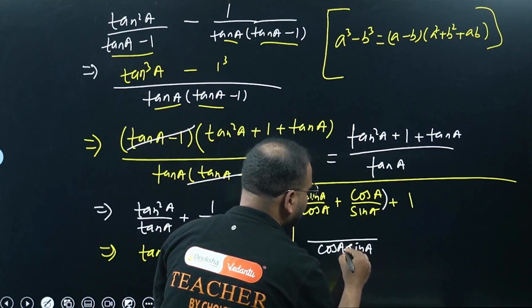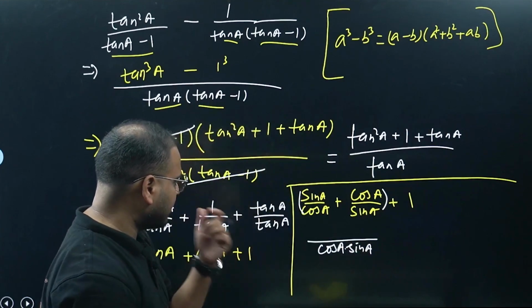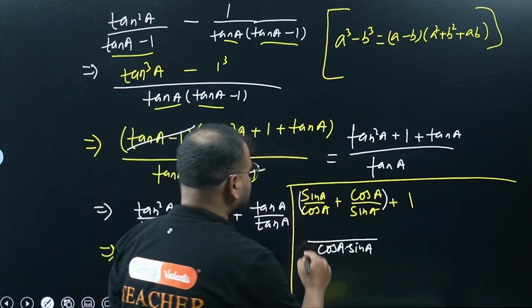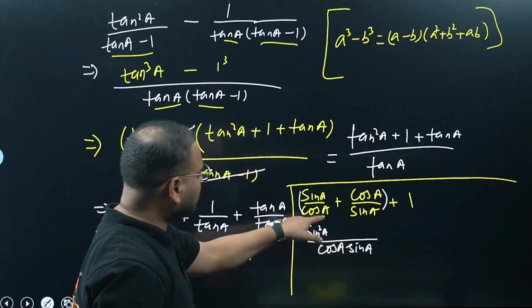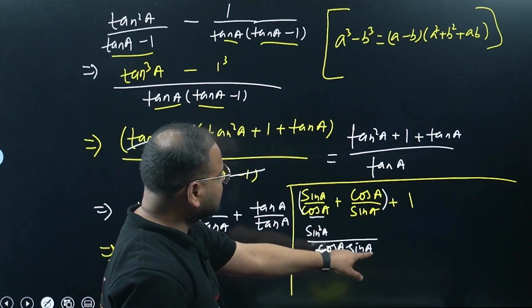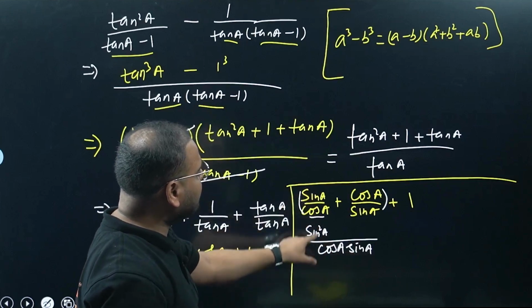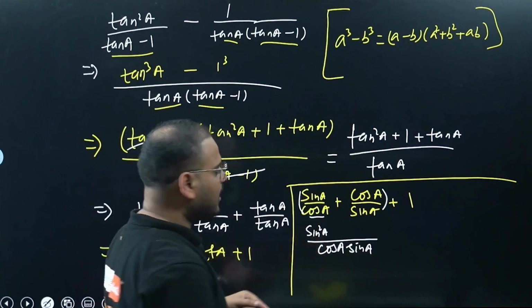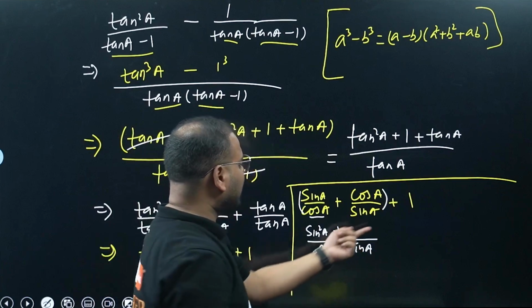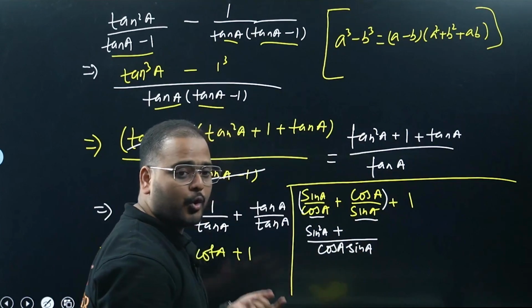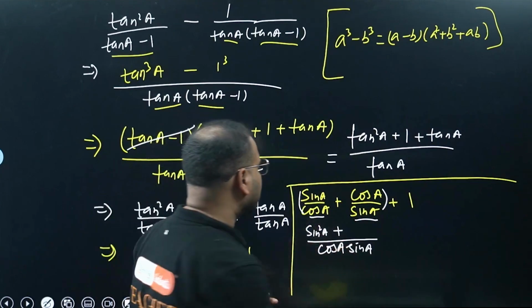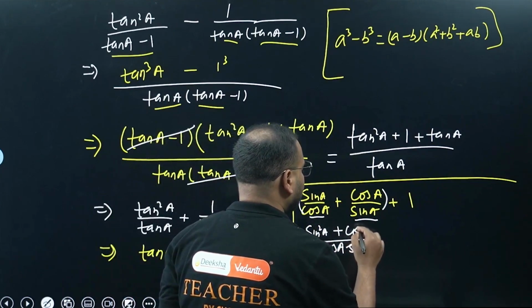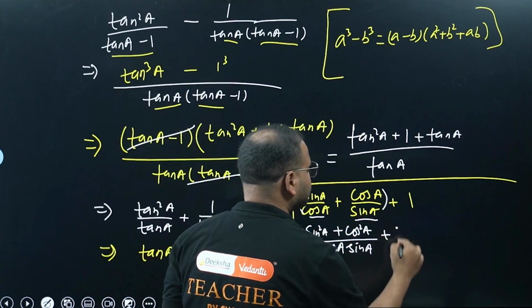Cos a into sin a. This is multiplication. Cos a into sin a. Cos a will become sin square a. How, sir? Cos a is in the denominator, so what is missing? Sin a is missing. Same we will multiply both numerator and denominator. Plus, sin a is there. What is missing? Cos a is missing. So we will multiply both numerator and denominator by cos a. So will come cos square a plus 1.